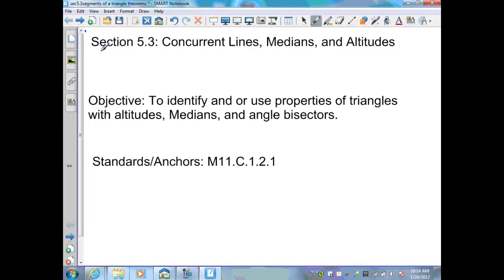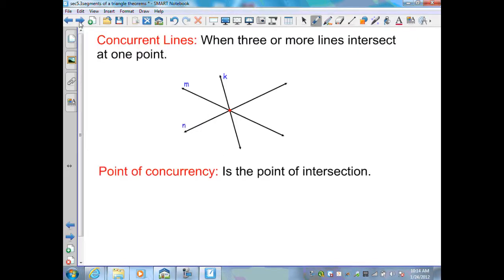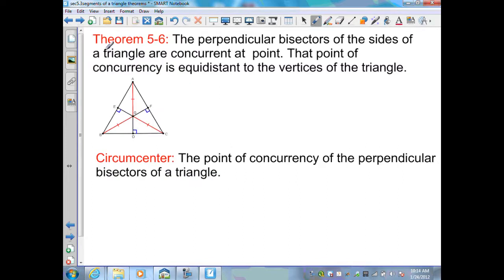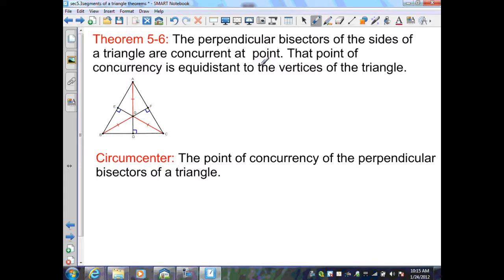Section 5.3 continued. We've already defined concurrent lines. They are three or more lines that intersect at one point. That one point is called the point of concurrency. Theorem 5.6 states, the perpendicular bisectors of the sides of a triangle are concurrent at a point. We know that that point is called the circumcenter. That point of concurrency is equidistant to the vertices of the triangle.